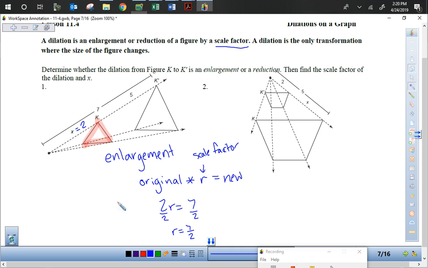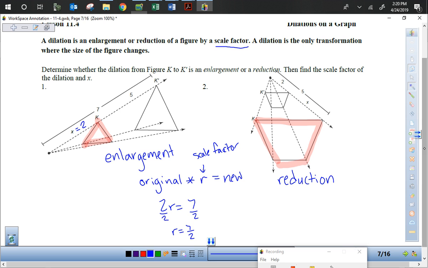Now, the next one, again, we first want to decide, is it getting bigger or getting smaller? So find the original in the picture. K is right here, so our original is bigger than our new figure, which means this is a reduction, or we compressed the figure.